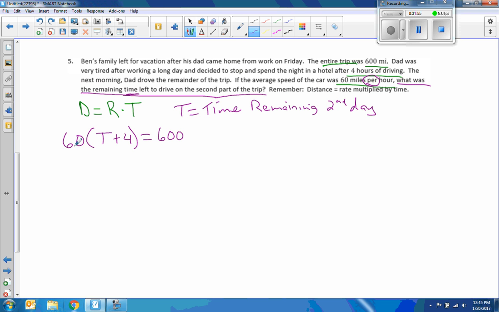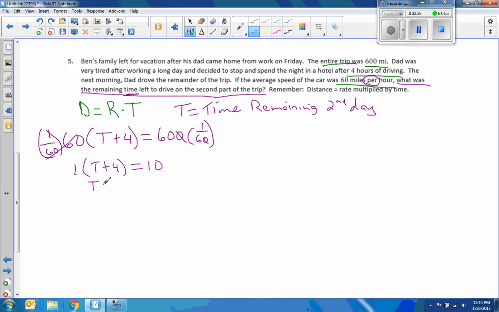So now I'm going to get rid of this 60 over here. I don't care if you divide by 60 or multiply by 1 over 60, but I'll show it as multiplying by the reciprocal. Okay. Multiply by 1 over 60. It's the same as dividing by 60. So these are going to cancel. Okay, t plus 4 equals, and 600 divided by 60 is the same as 60 divided by 6, which is 10.